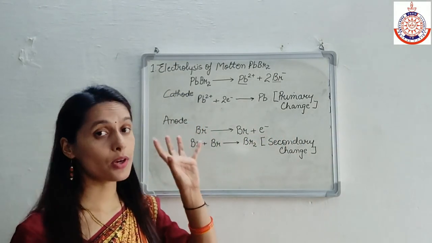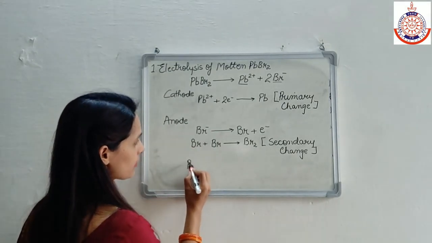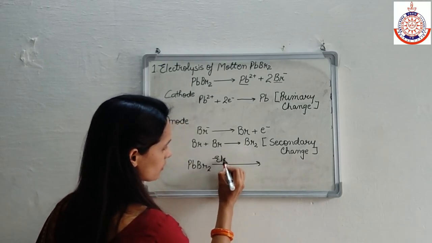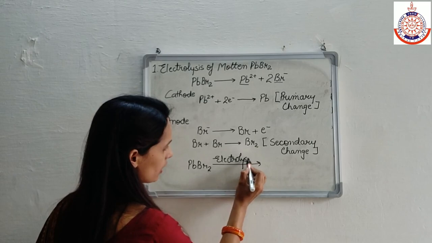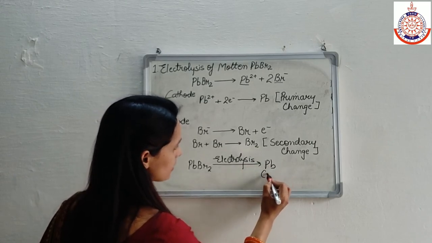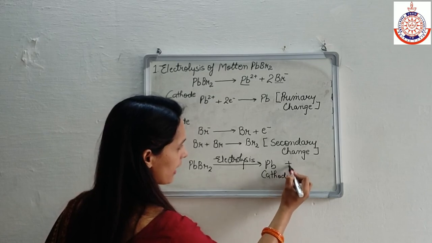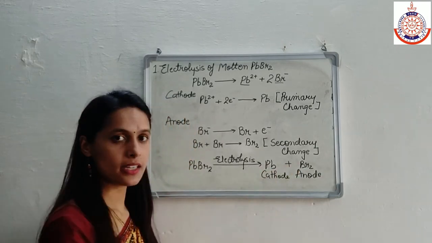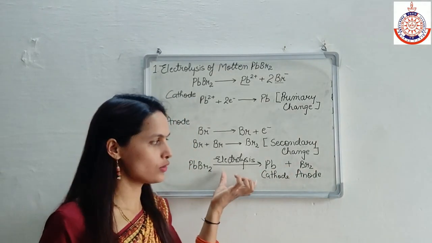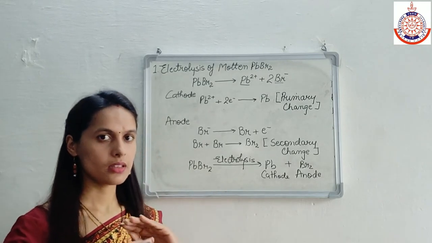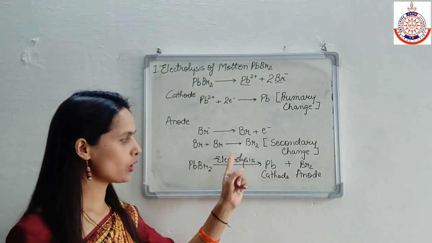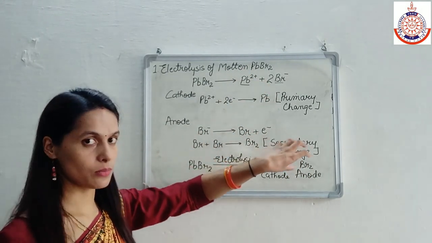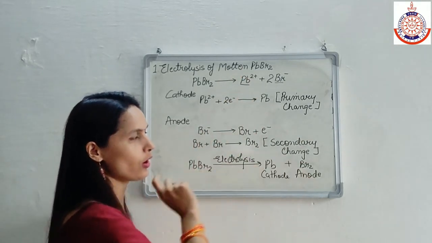So the final product which I get on electrolysis of PbBr2 is Pb at cathode and Br2 at anode. So this is my final reaction. The overall reaction is PbBr2 upon electrolysis gives Pb plus Br2. The stepwise reaction is this and the overall reaction is this.